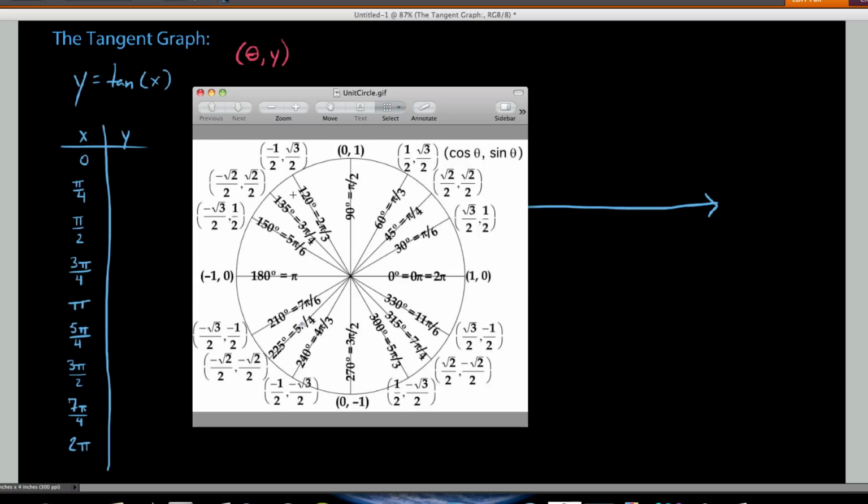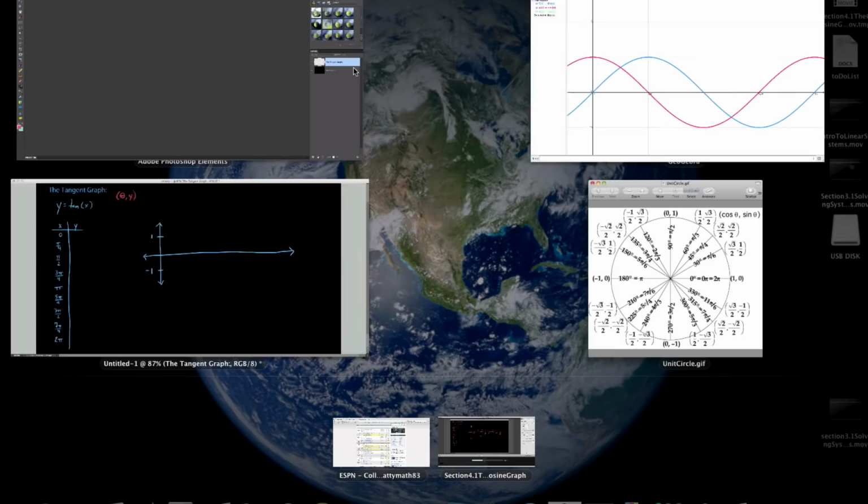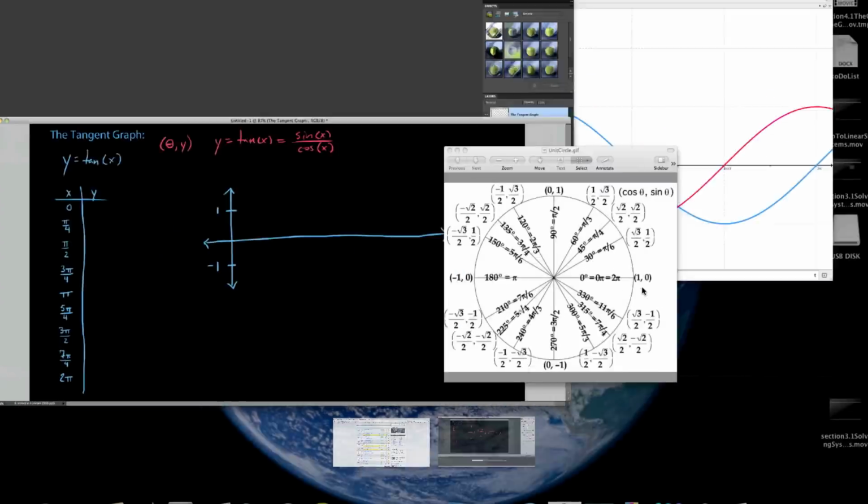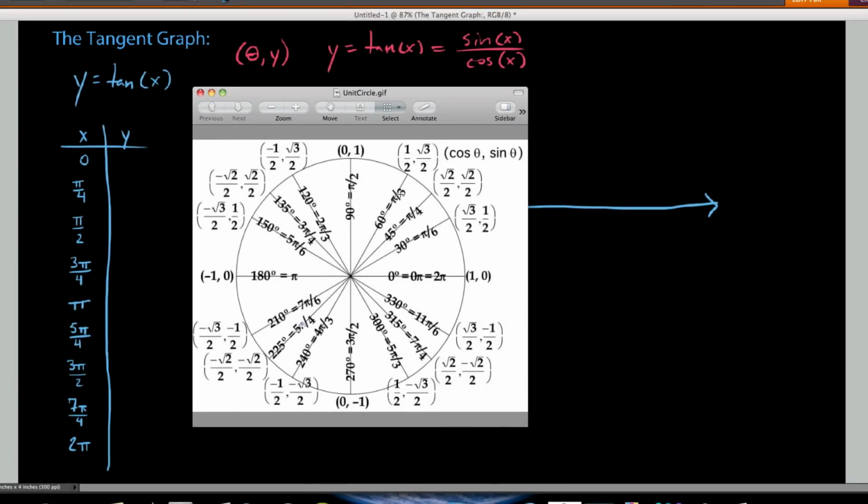One identity that we should be familiar with if we're going to be exploring the tangent graph is this: recall that y equals tangent x, the tangent of an angle, is equal to the sine of that angle divided by the cosine of that angle. The reason I mention this is that if you're looking at the unit circle, there are no tangent values on it, only cosine and sine values. So for every angle that we're finding the tangent of, we're going to take the y value of that angle divided by the x value of that angle to get the tangent value. Okay, so let's go ahead and do this.